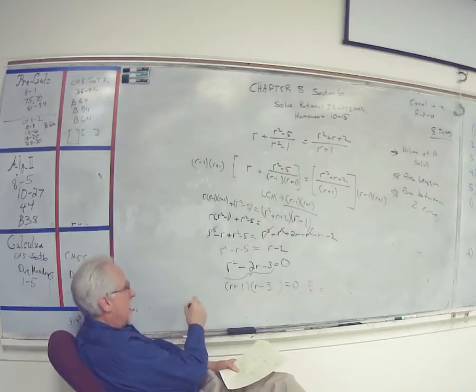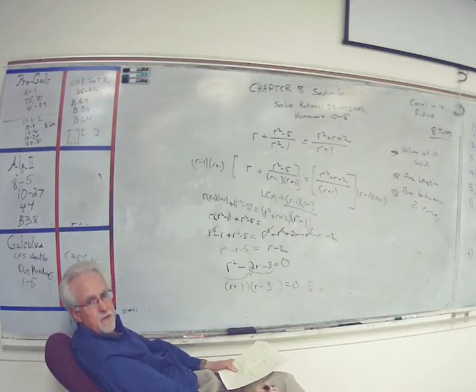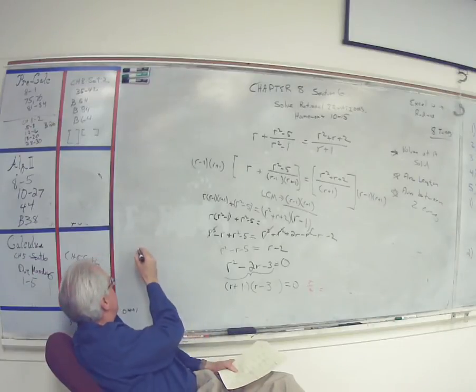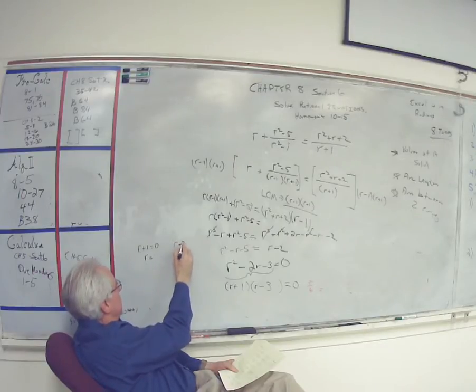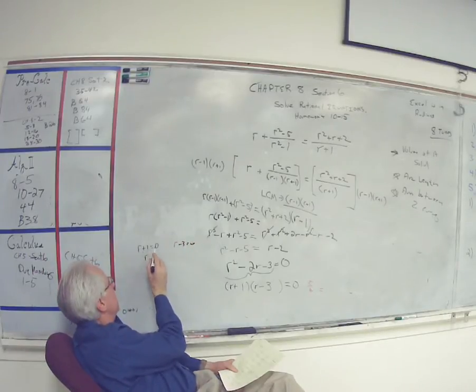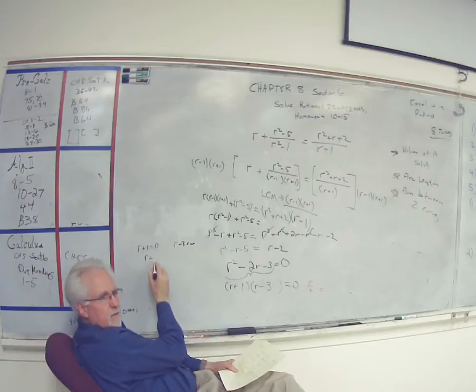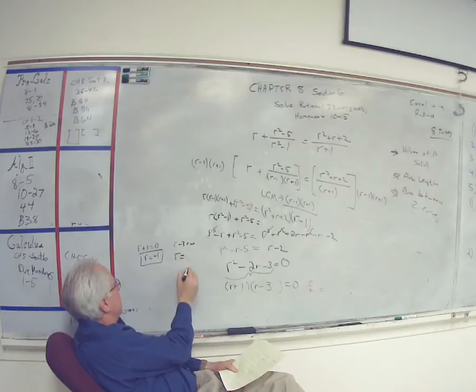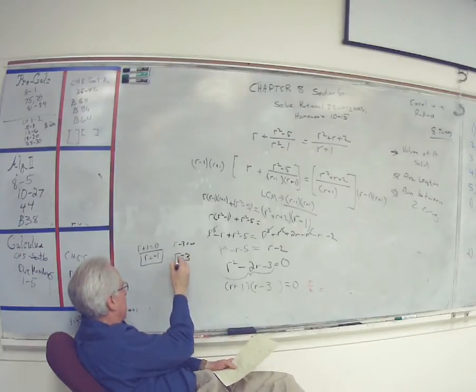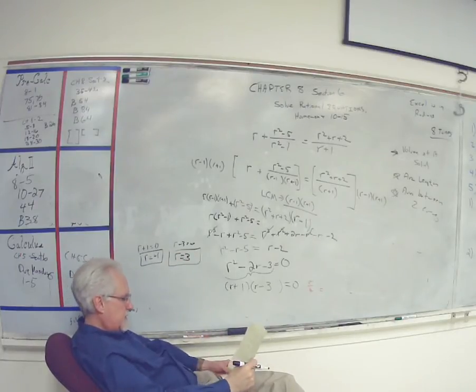Okay, so now I've almost got it solved. What do I have to do to solve it now, Jaden? You have to set them both equal to 0. Yes, thank you, Jaden. r plus 1 equals 0. r is equal to negative 1. And r minus 3 equals 0, so r is equal to 3.